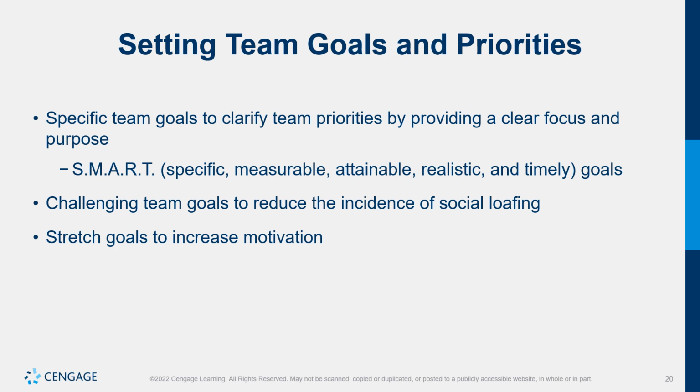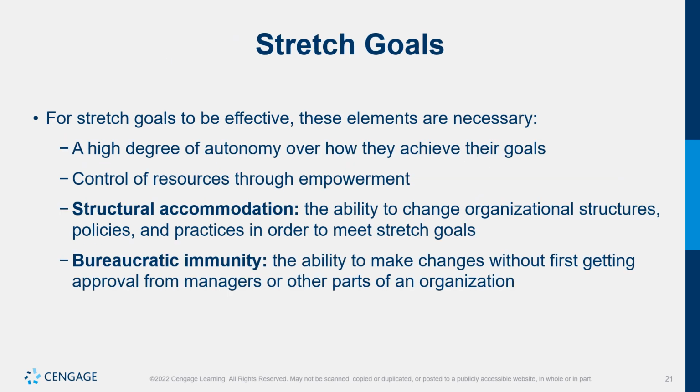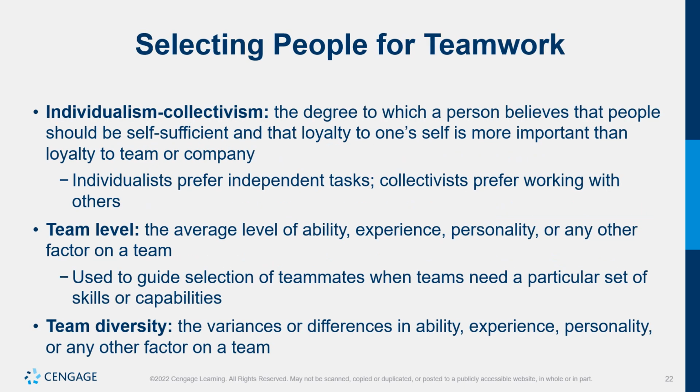One increasingly popular approach is to give teams stretch goals. Stretch goals are extremely ambitious goals that workers don't know how to reach. 4 things must occur for stretch goals to effectively motivate teams. Teams must have a high degree of autonomy. Teams must be empowered with control of resources. Teams need structural accommodations, and teams need bureaucratic immunity.